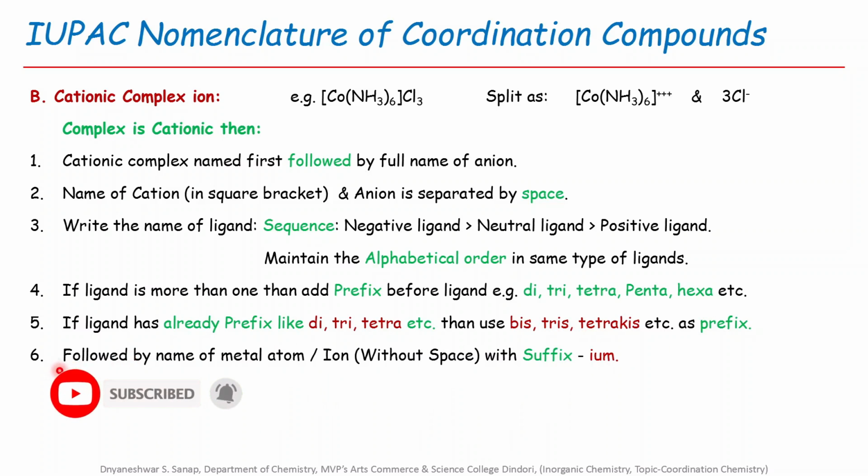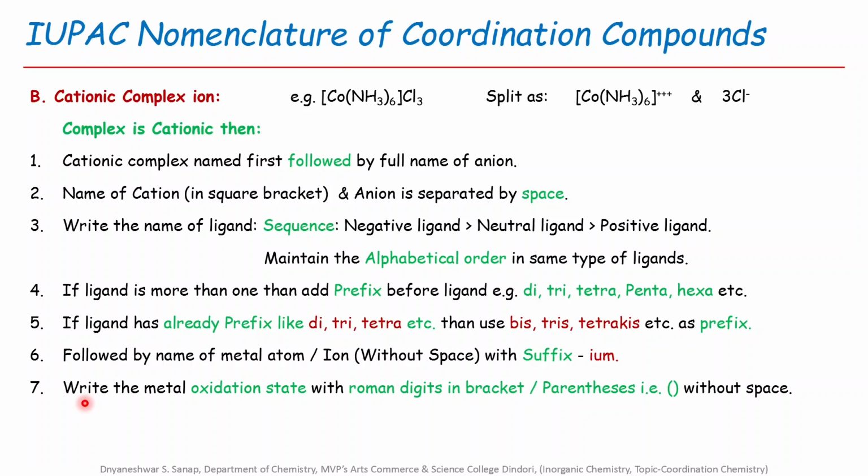The next important rule is that after the name of the metal atom or ion, without space, we write the suffix ium. In the first case, that is the anionic complex ion, we write the suffix ate, but for cationic complexes we write the suffix ium for the metal ion. The next point is to write the metal oxidation state in Roman numerals in parentheses without space between the metal ion and its oxidation state. The last rule is to follow with a space. Lastly, we write the name of the anionic part.